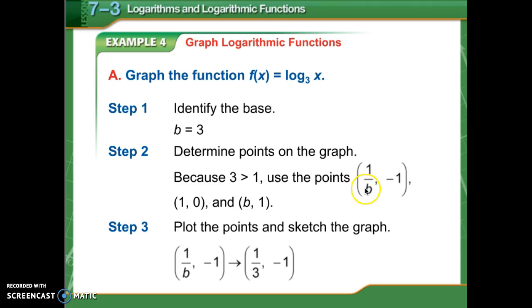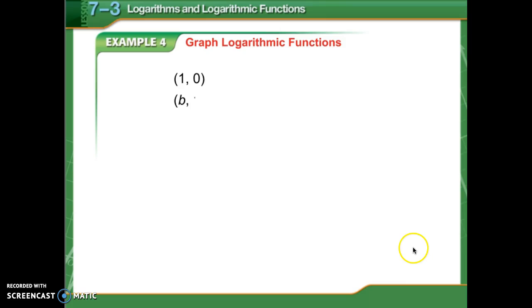We're going to use 1 over b, comma, negative 1. We're going to use 1, comma, 0, and we're going to use b, comma, 1. So we're just plugging in the number b. So we'd have 1/3, negative 1; 1, 0; and 3, comma, 1. We're going to plot those 3 points and connect them on a graph, and then we're done.